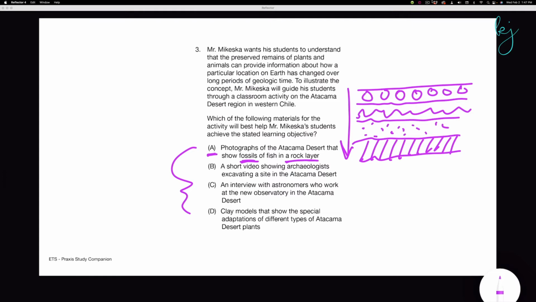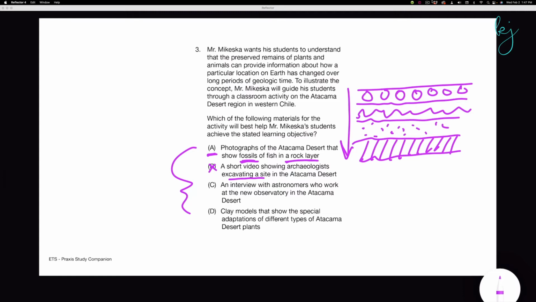B, a short video showing archaeologists excavating a site at the Atacama Desert. Now, we have excavating a site. That's kind of cool, and a video, but does this have anything to do with anything? There's nothing specific here, like the fossils in the rock layer. I'm going to eliminate it for now.